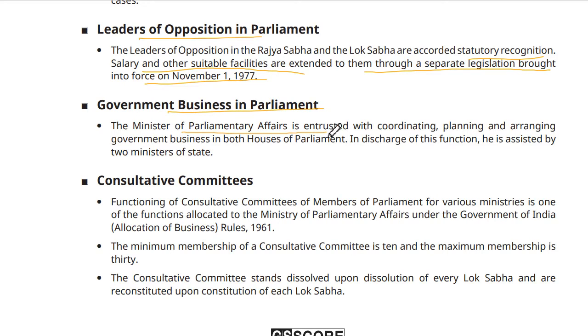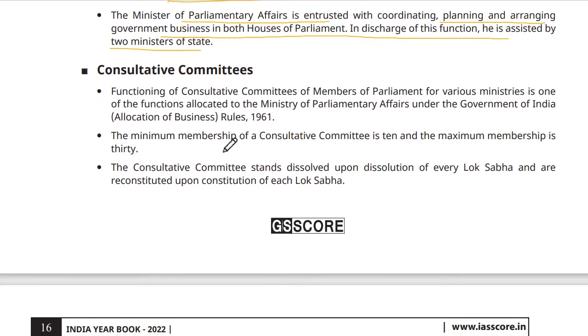Government business in Parliament. The Minister of Parliamentary Affairs is entrusted with coordinating, planning and arranging government business in both Houses of Parliament. In discharge of this function, he is assisted by two Ministers of State.